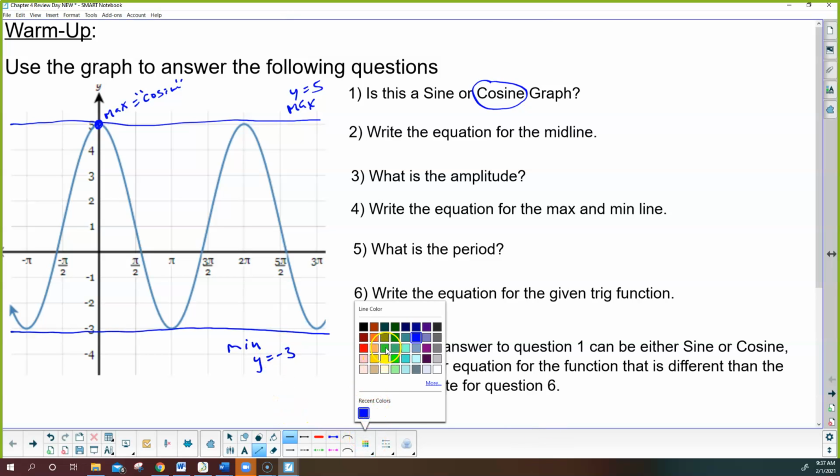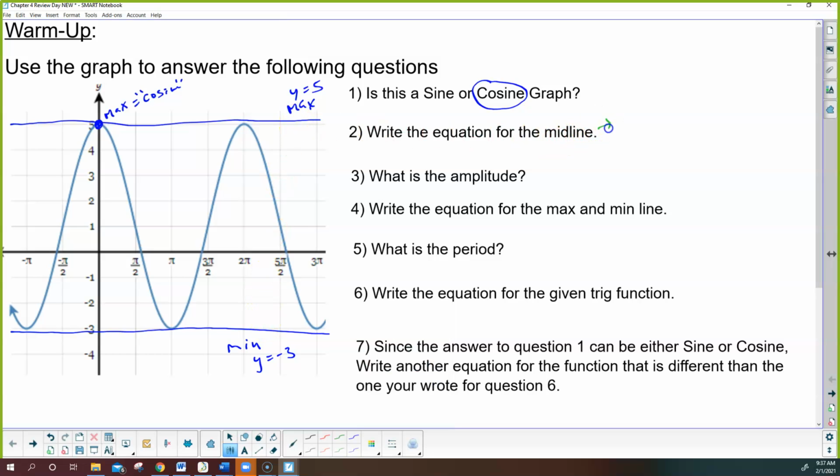So if I want to find the difference between those, what's the middle point of those? I'm just going to add them up and divide by 2. So the midline is your max plus your min divided by 2. So that's 2 over 2, or 1. So if I go to y equals 1, there's my midline, and it's at the equation y equals 1.